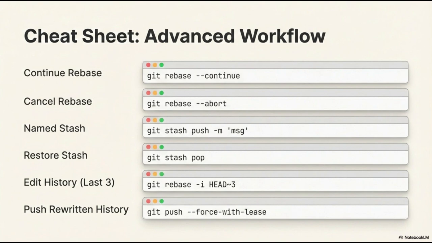When refining your local commit history, git rebase -i HEAD~3 opens an interactive menu for the last 3 commits, enabling you to squash or edit them as needed. Once history has been modified, use git push --force-with-lease to update the remote branch securely. This ensures you do not inadvertently overwrite work from other contributors.